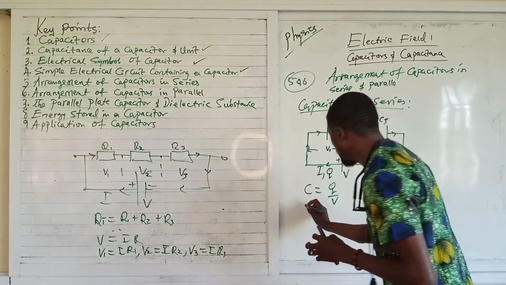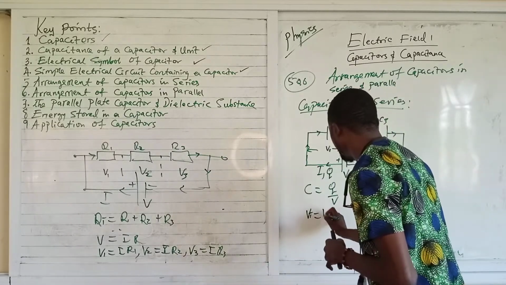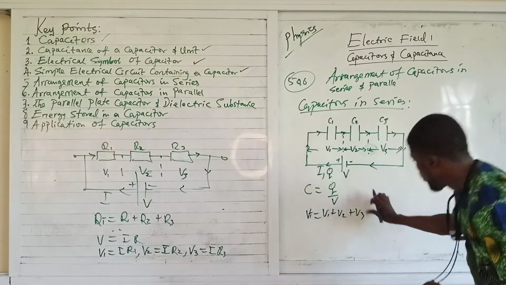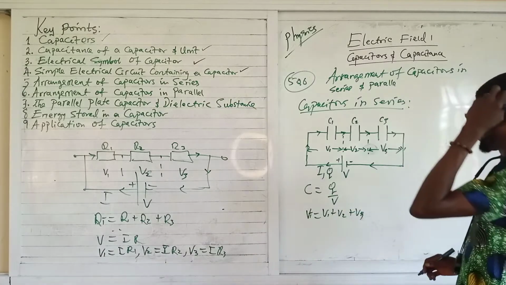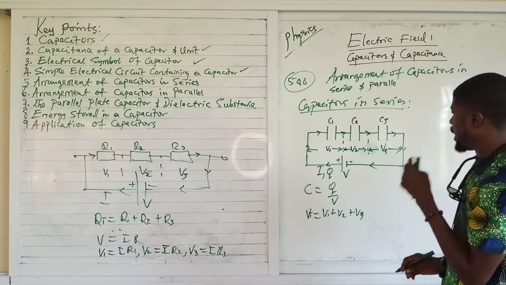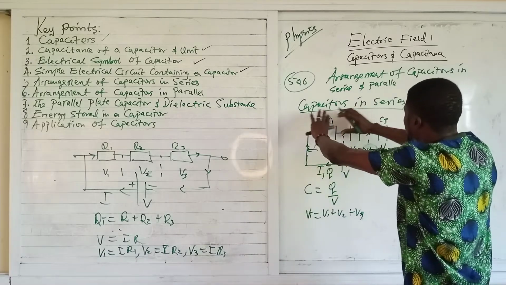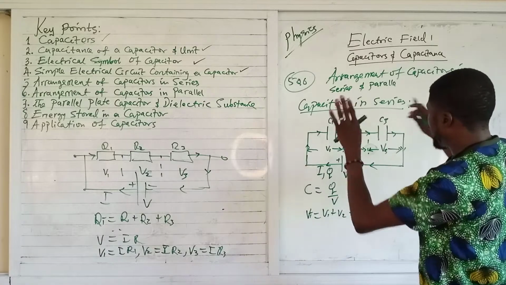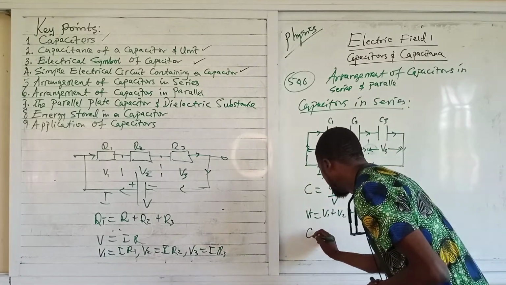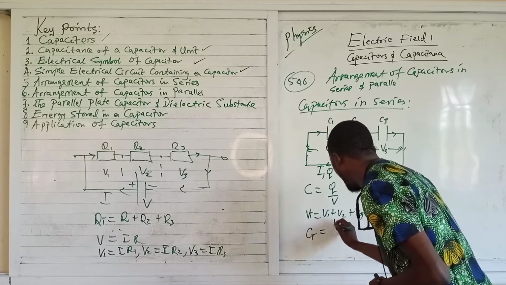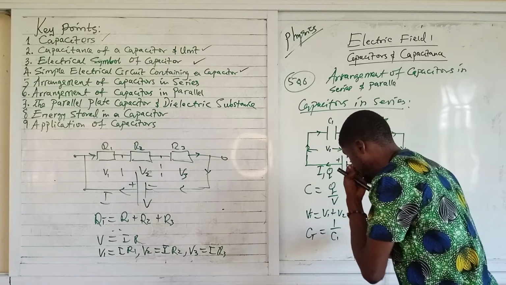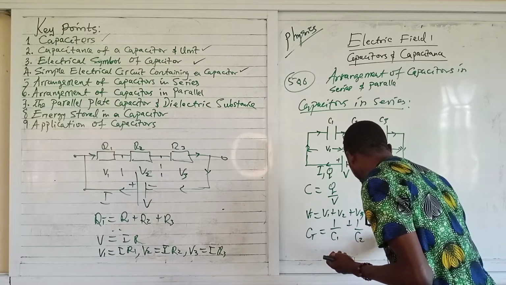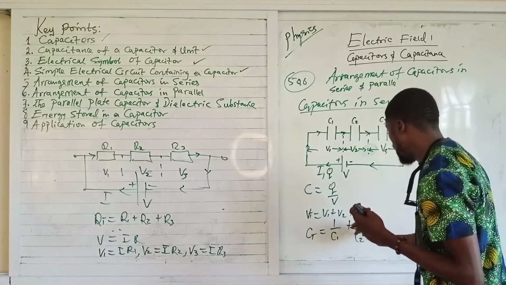We write that the total voltage in the circuit is simply V1 plus V2 plus V3. And then how do you find the combined capacitance? In this case, the combined capacitance will be added as 1 over CT is equal to 1 all over C1 plus 1 all over C2 plus 1 all over C3. That is how to go about it.